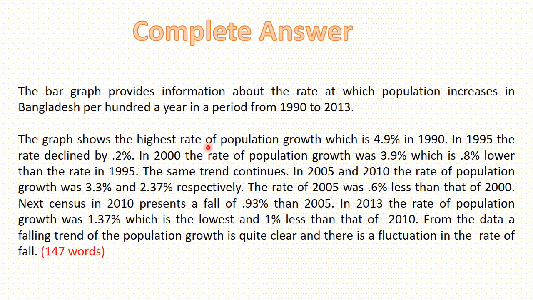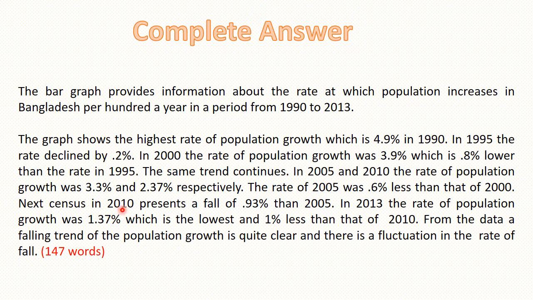The graph shows the highest rate of population growth, which is 4.9% in 1990. In 1995, the rate declined by 0.2%. In 2000, the rate of population growth was 3.9%, which is 0.8% lower than the rate in 1995. The same trend continues. In 2005 and 2010, the rate of population growth was 3.3% and 2.37% respectively. The rate of 2005 was 0.6% less than that of 2000.